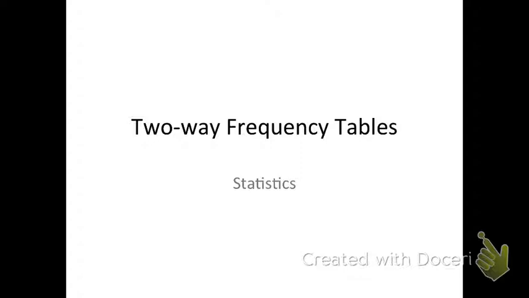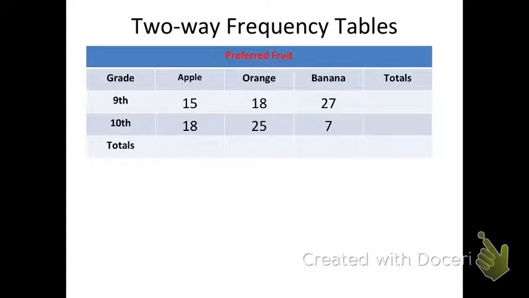Okay, let's get started. So two-way frequency tables display categorical data. Here's an example of one, and this example talks about preferred fruits. We have 3 different types of fruits: apples, oranges, and bananas. That is one type of data, the different fruits. Then we also have 9th graders and 10th graders. That's another type of data. So we have columns with the apples, oranges, and bananas. We have rows with our 9th graders and 10th graders.